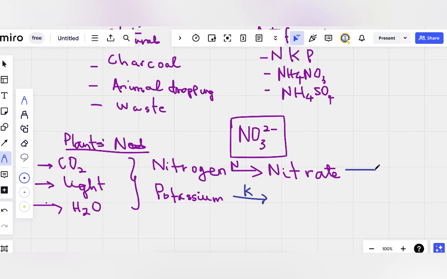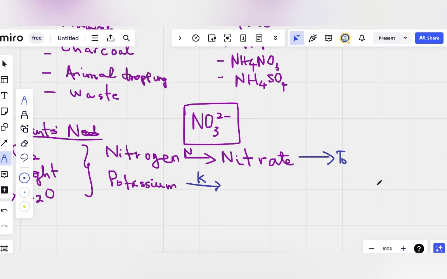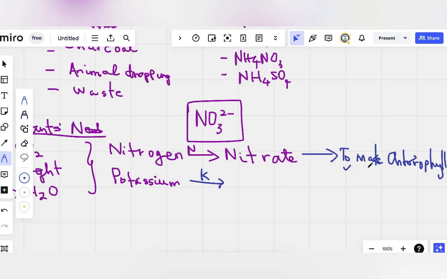Let me write what they use each of the elements for, so that it's clearer and easier for you. That's nitrogen. They use nitrogen to make chlorophyll, which is the green pigment found in the chloroplast that is used for trapping sunlight energy. To make chlorophyll, and the second one, to make what? To make protein, to synthesize protein. So they need nitrogen to do this.